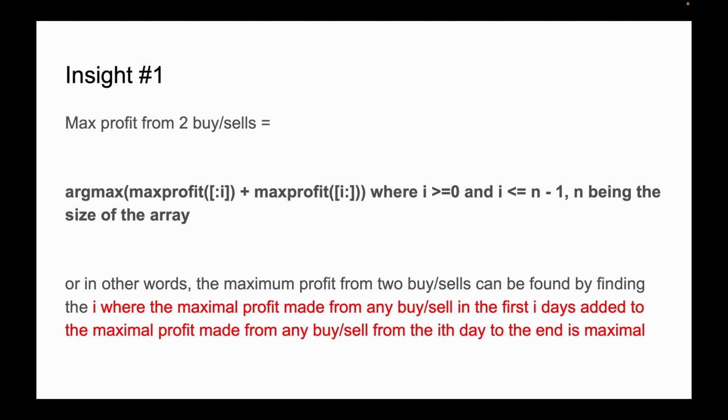The maximum profit from 2 buy-sell operations can be found by finding the i wherein the maximum profit made from any buy-sell within the first i days added on to the maximum profit made from any buy-sell made from the ith day till the end is maximal. So essentially we need to find an i, between 0 and n minus 1 of the array, such that the maximum profit from 0 to i added on to the maximum profit from i to the end is maximal. So we can iterate through all the i's and identify which is the best i, which gives us the best profit.